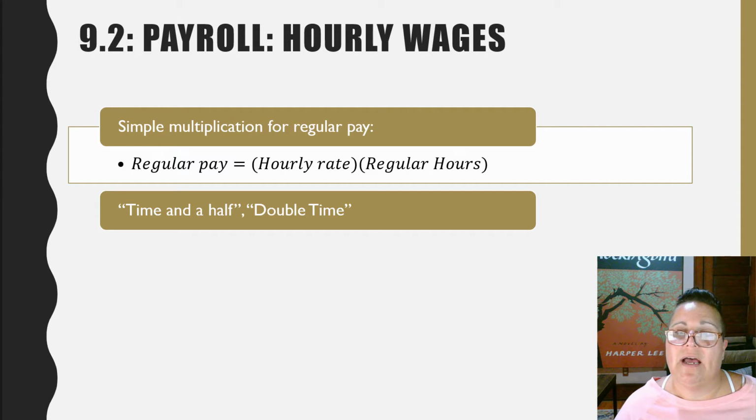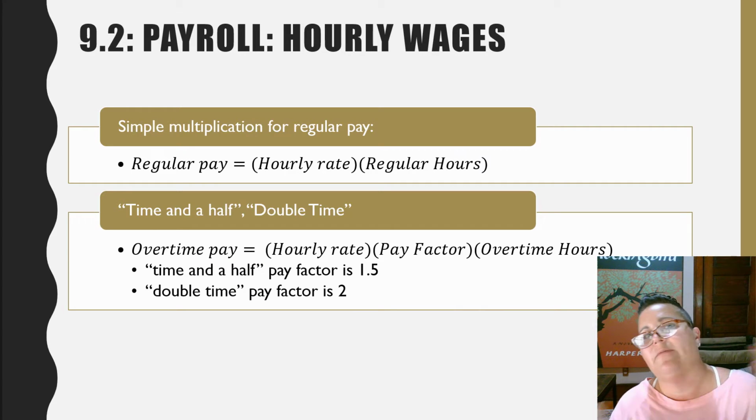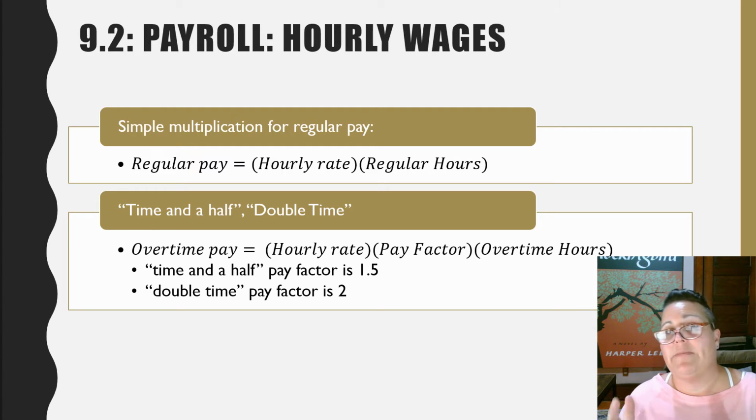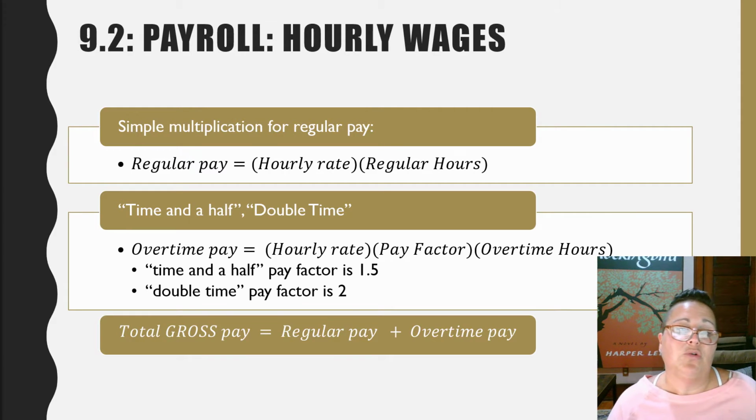Time and a half and double time are overtime and holiday pay. And whether you get double time or time and a half for holidays is entirely up to your employer, right? I've worked for employers that don't give holiday pay at all, and I've worked for employers that do. Overtime is something that you should get, and again, overtime is additional pay for hours worked above the standard work week or the standard pay period. In both cases, your total gross pay is whatever your regular pay was, plus any additional pay, overtime or holiday.